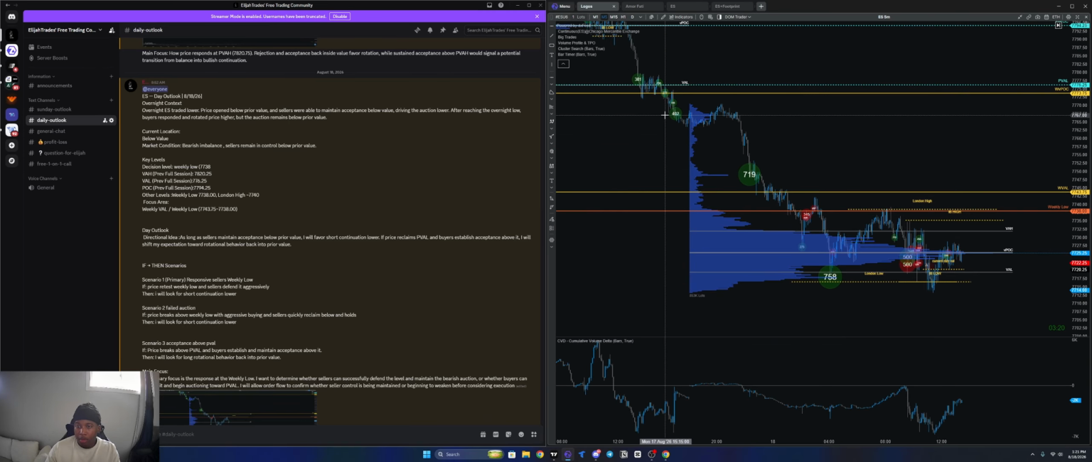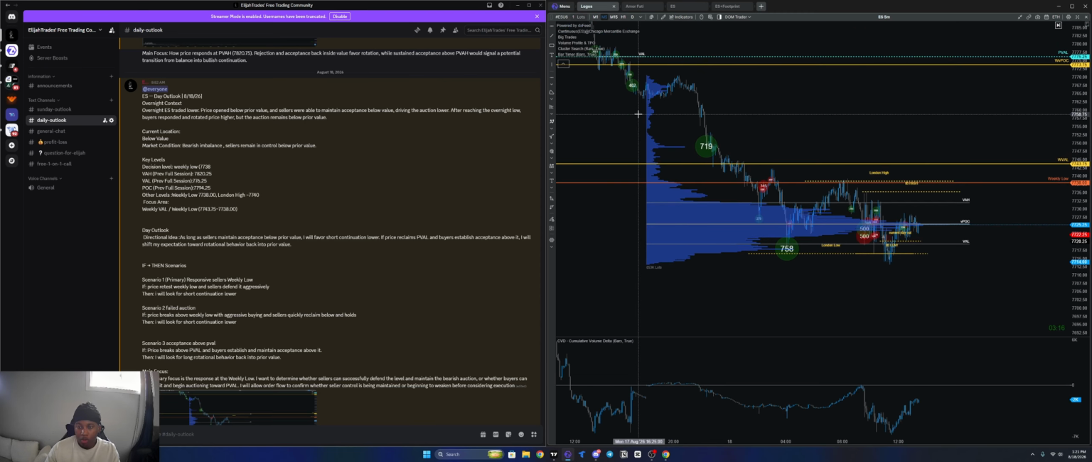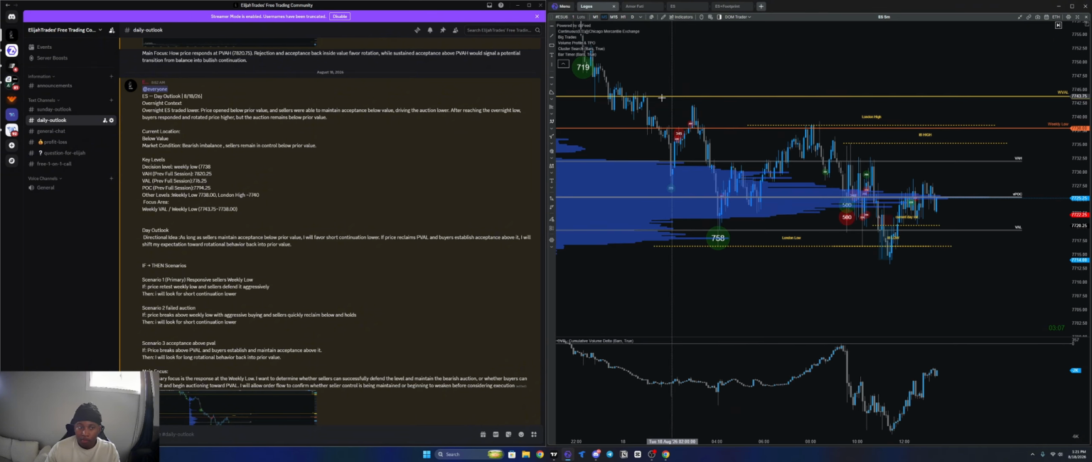price opened below prior day volume, and sellers were able to maintain acceptance below and drove the auction lower. So the location is below volume, market condition currently bearish and balance. Sellers remain in control below prior volume.